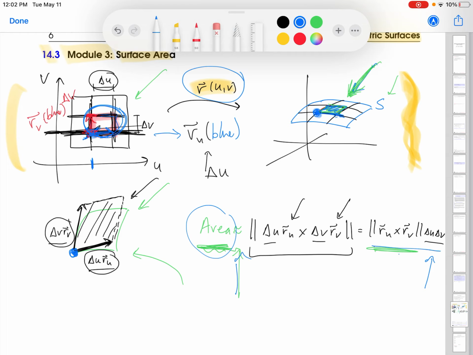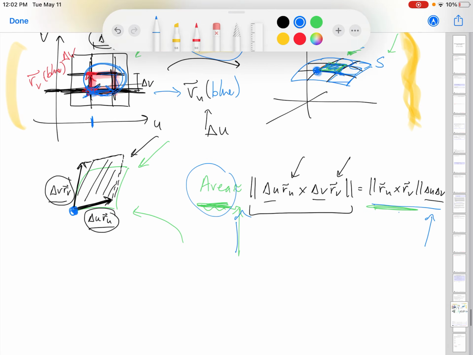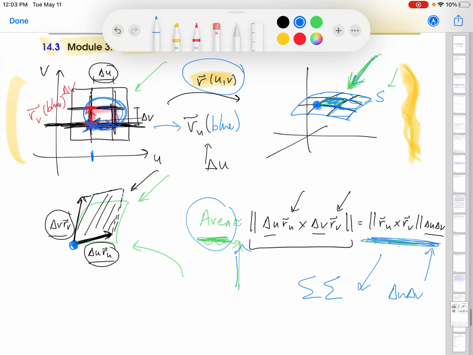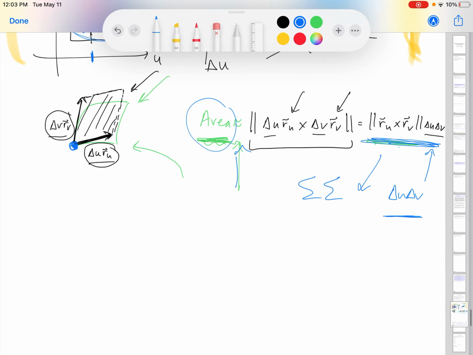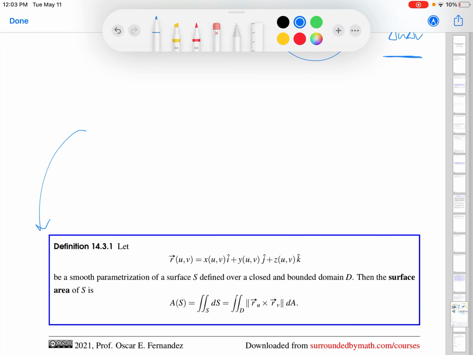So you can see that if this little patch of the surface has area approximately equal to this, then to get the surface area, I would just do the same thing in all these other patches, right? So there's going to be some double Riemann sum here, where I'm adding this quantity as u and v change throughout the UV domain that generates the surface via the parametrization. And then, of course, the usual argument: as the change in u and the change in v get smaller and smaller, these double sums become double integrals. And that then gets us to this definition.